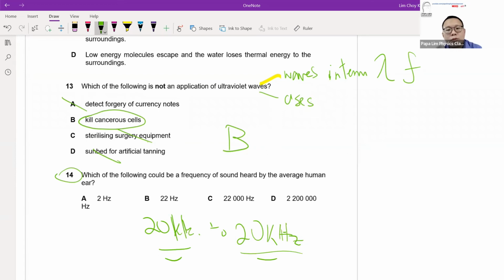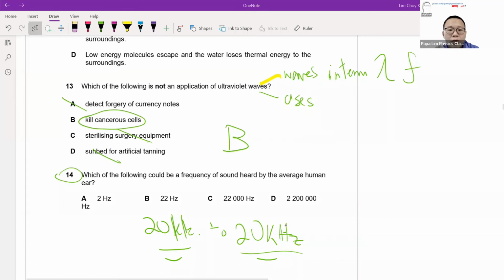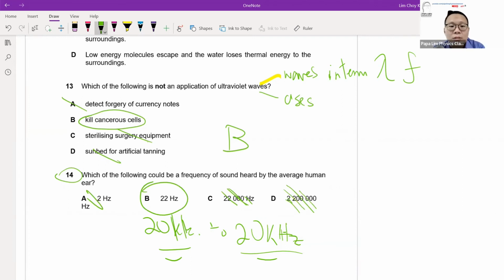Okay, so you must know the conversion. So we are looking at it ranges from 20 to 20 kilohertz. Okay, so this is what we mean by your audible range. So within the range, 22 kilohertz is out of the range. This one is 2.2 million hertz, out of the range. 2 hertz is out, so only left with B, which is more than 20 hertz. So remember, it's 20 hertz. More than 20 hertz is actually audible range already. Okay, so know the range.